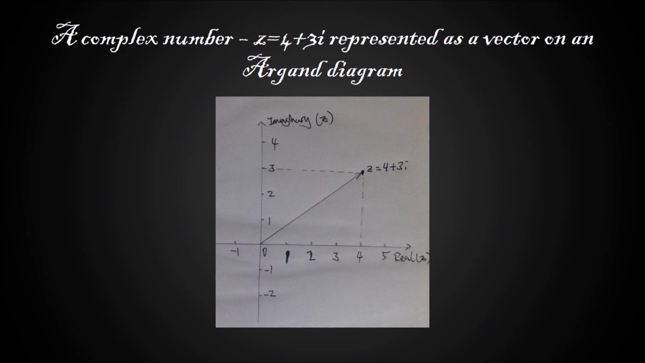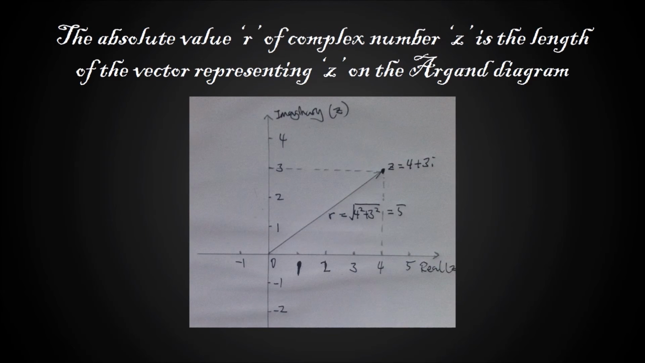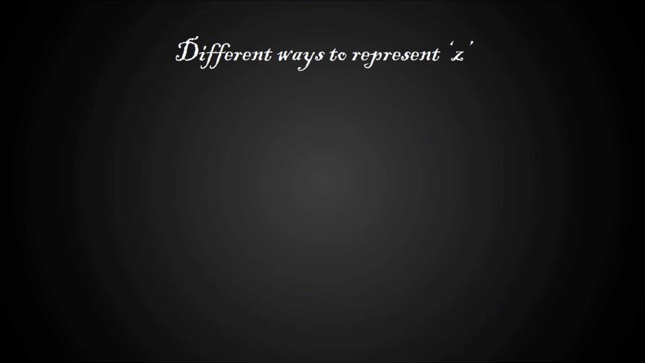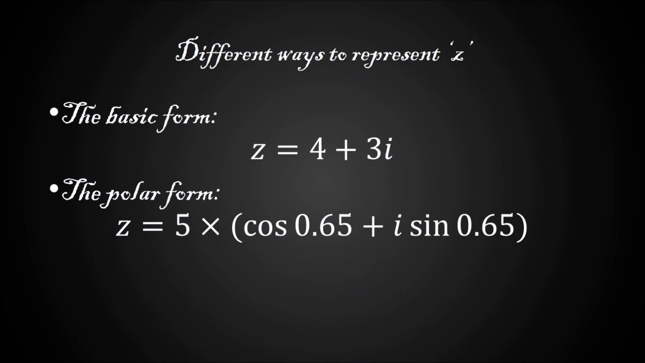And this diagram is called an Argand diagram. The absolute value of the complex number is the length of the vector, and the argument is the angle between the vector and the real axis. Thus, 4 plus 3i can also be represented in its polar form and its exponential form.